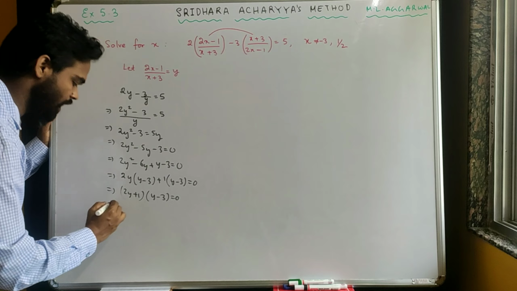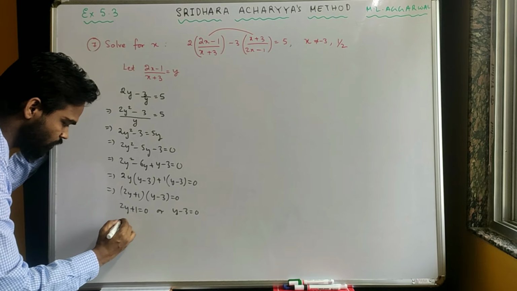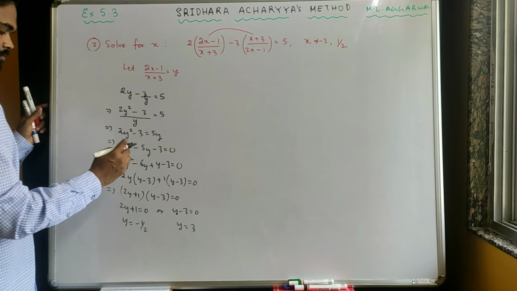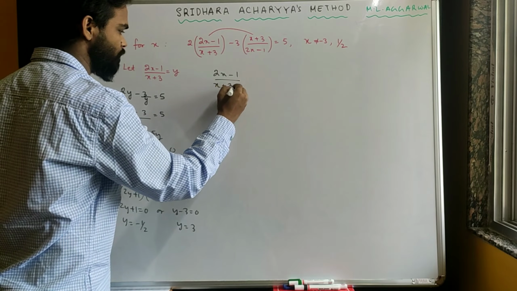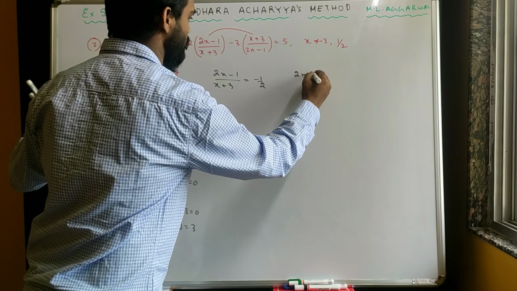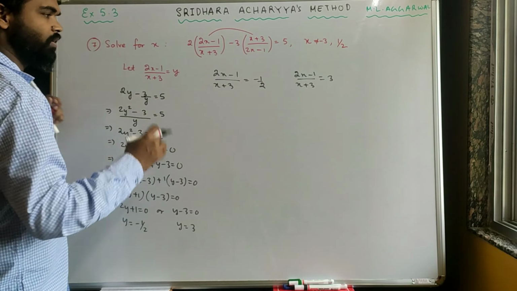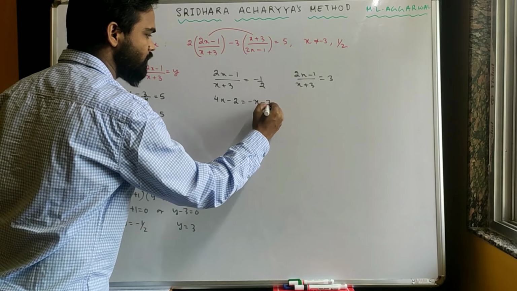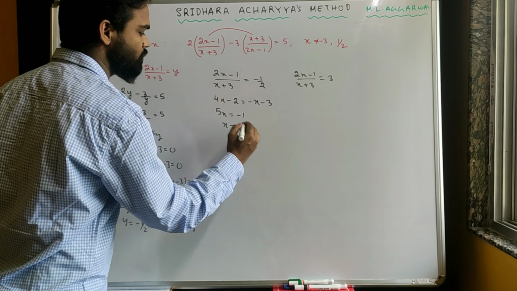Now by the zero product rule we can say that 2y plus 1 equals 0 or y minus 3 equals 0, which means over here we'll get y equals minus half, over here we'll get y equals 3. Now y equals minus half, so can I say 2x minus 1 by x plus 3 is equal to minus half? Similarly, can I say 2x minus 1 by x plus 3 is equal to 3? Now these two are linear equations in one variable, easily solvable. So this becomes 4x minus 2, this goes over there, minus x minus 3, which means 5x equals minus 1, so x equals minus 1 by 5, solved.